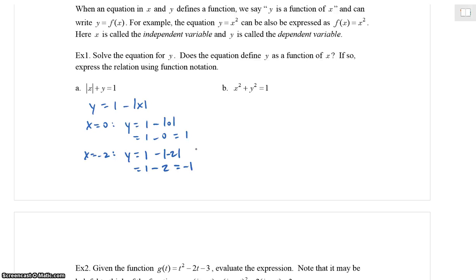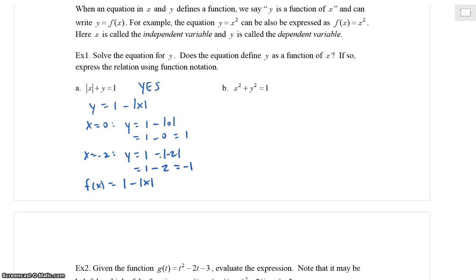So does the equation define y as a function of x? The answer here is definitely a yes, and therefore we can write this in function notation, replacing y with f of x as f of x equals 1 minus the absolute value of x.